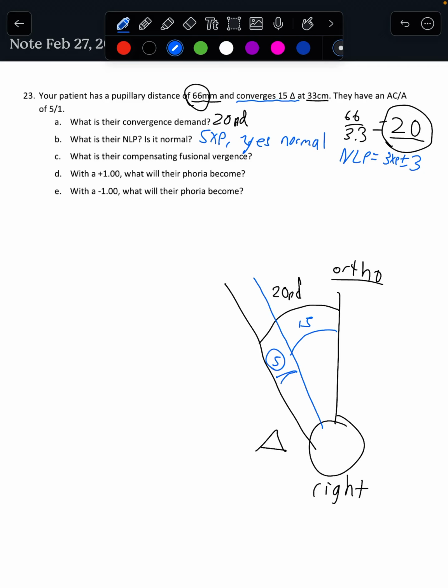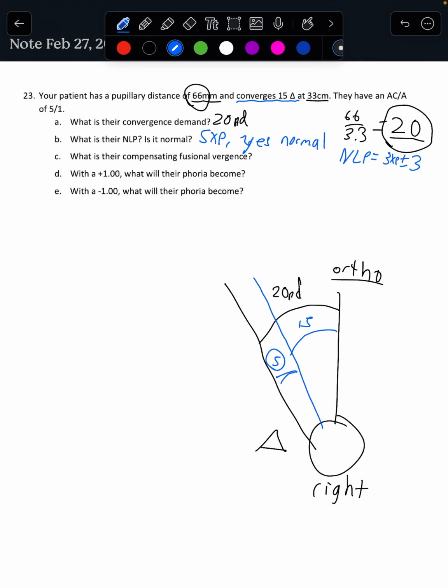What is their compensating fusional vergence? So the easiest way to remember it for me is that we measure exophoria with base in prism, right? So if you're doing a cover test in real life and you see a patient's eye moving in, which means it was out, you know they're exo, which means you neutralize it with base in prism using your prism bar. So you measure XP with base in and you compensate for it with base out. So it's just the opposite.